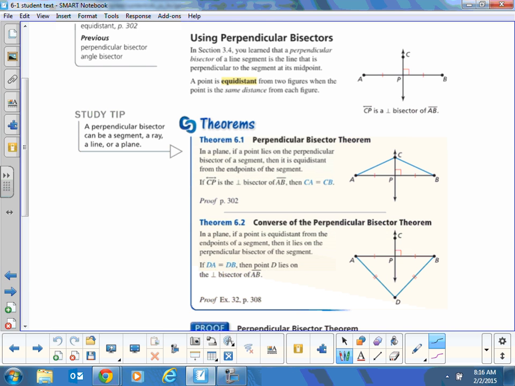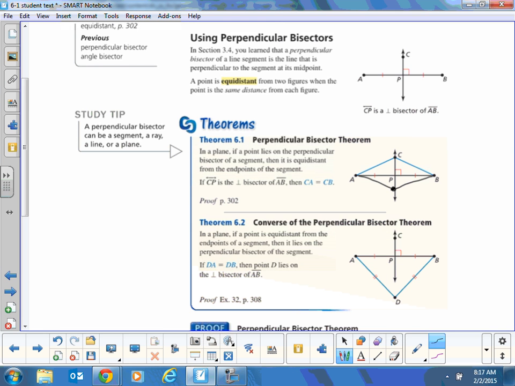Perpendicular bisector theorem. In a plane, if a point lies on the perpendicular bisector of a segment, and that's what we have here, it's bisecting this segment because it's cutting it into two equal parts, and it's going through at a perpendicular angle, a 90-degree angle. If a point lies on the perpendicular bisector, like point C, then it is equidistant from the endpoints of the segment. So if you're on a perpendicular bisector, you're equal distance from each endpoint of that segment.